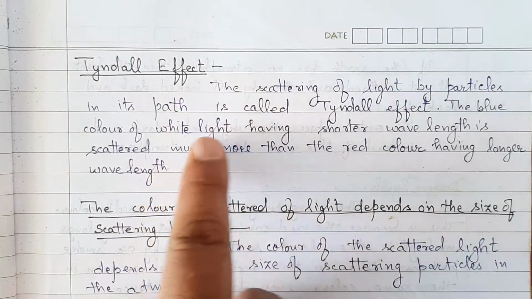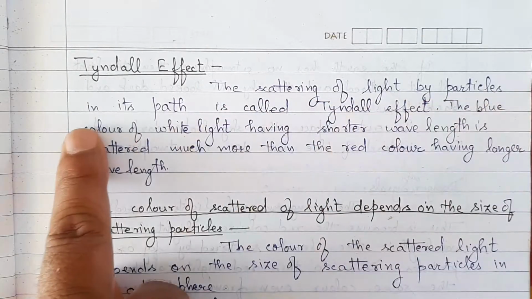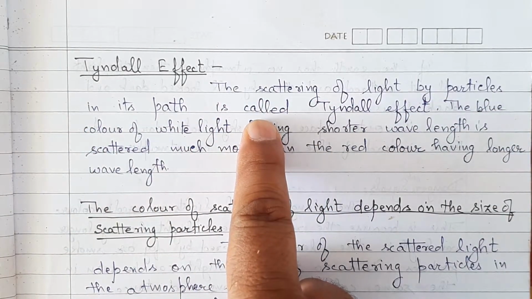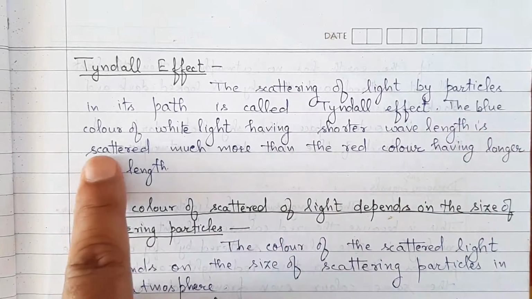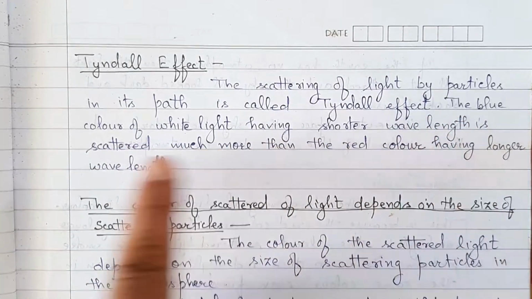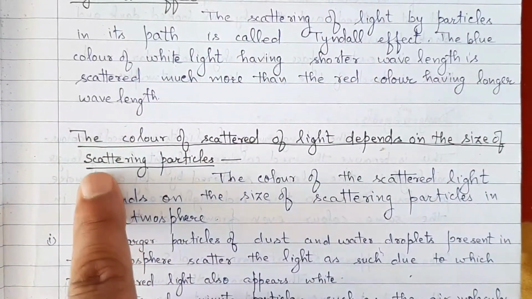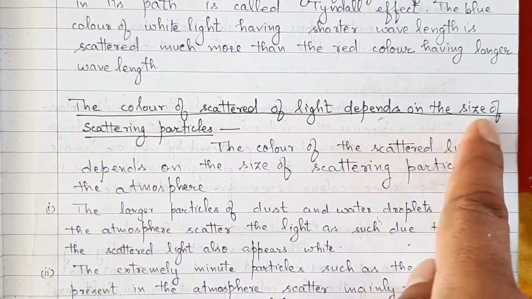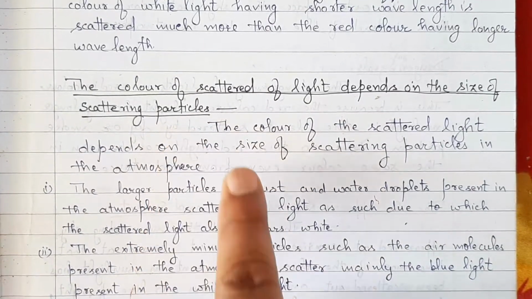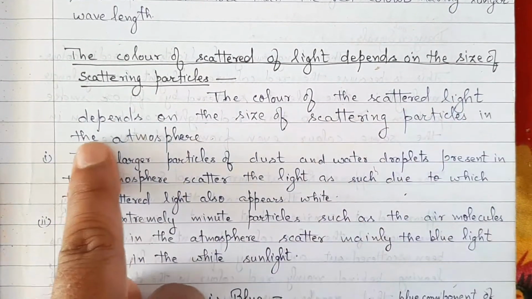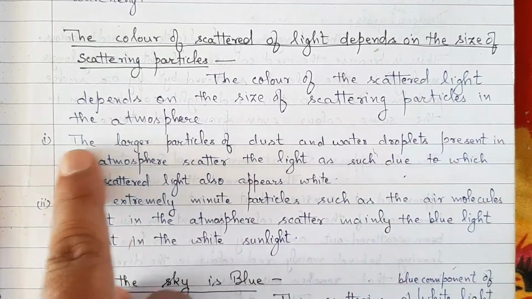Tyndall effect. The scattering of light by particles in its path is called the Tyndall effect. The blue color of white light, having shorter wavelength, is scattered much more than the red color having longer wavelength. The color of the scattered light depends on the size of the scattering particles in the atmosphere.